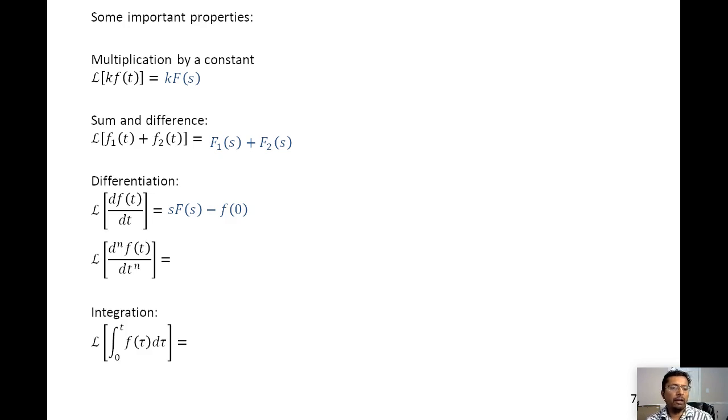So the n-th derivative of little f of t, d to the n f divided by dt to the n, is given by s to the n times capital F of s. This first term is the only one that has capital F. The rest that follow are going to be the derivatives of little f of t. So we basically have s to the n F of s minus s to the n minus 1 f of 0, which is the actual value at time equal to 0, minus s to the n minus 2 times f prime of 0. So this basically is df over dt.